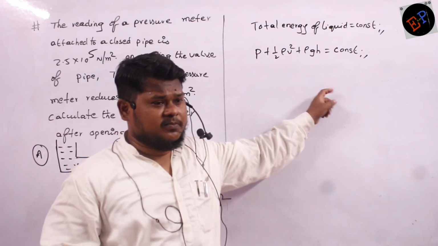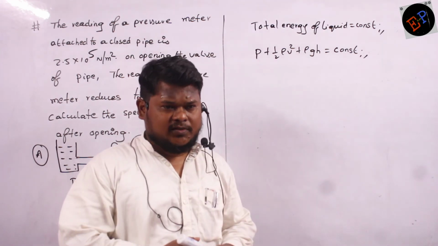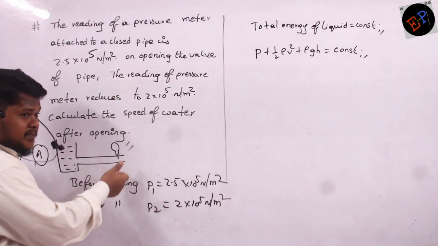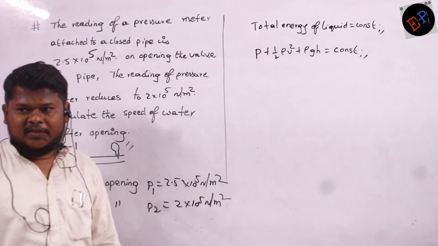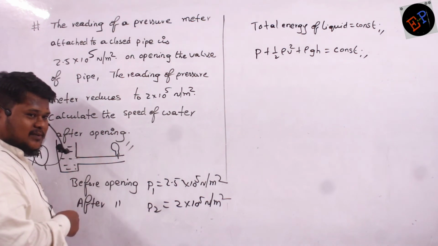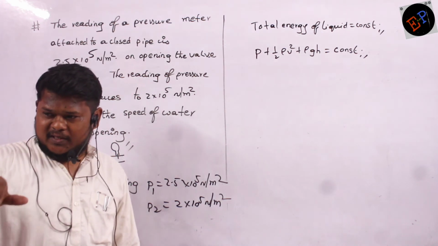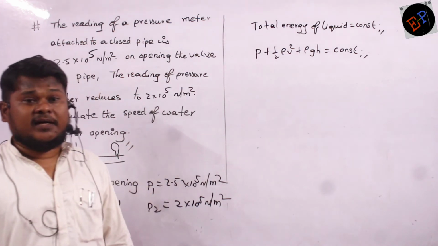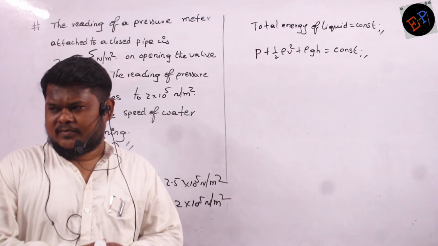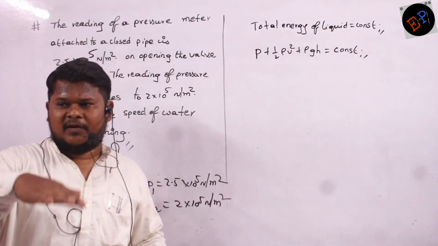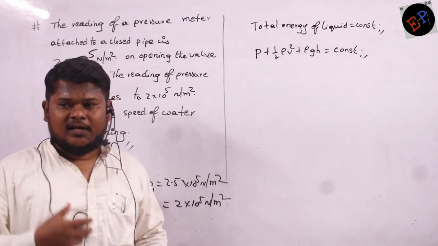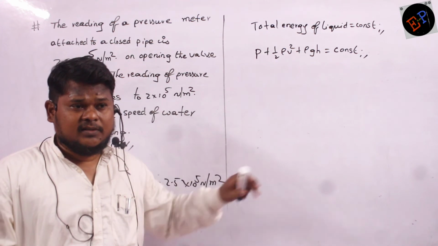Liquid has three types of energy: pressure energy, kinetic energy, and potential energy. If one energy increases, the other should reduce. When you open the pipe, the liquid starts flowing, so kinetic energy is increasing. Potential energy cannot decrease because the pipe is at the same level; the height of the pipe is not changing. So if the velocity of the liquid increases, the kinetic energy increases, and pressure energy should decrease. That is the reason.